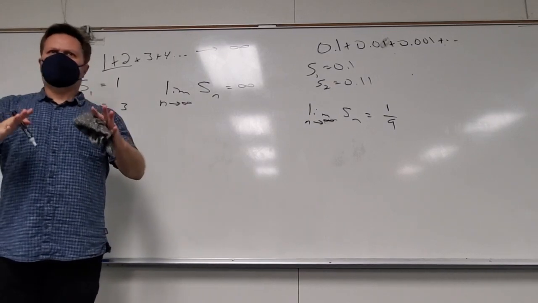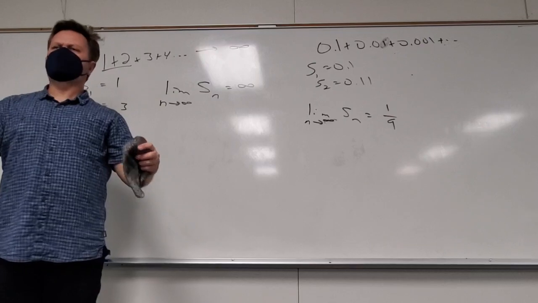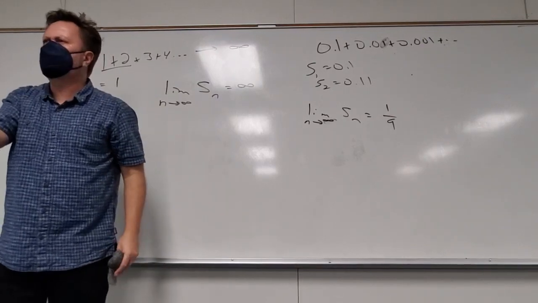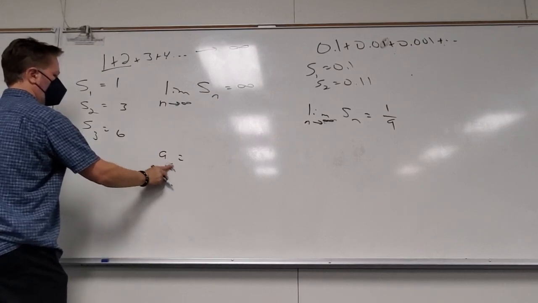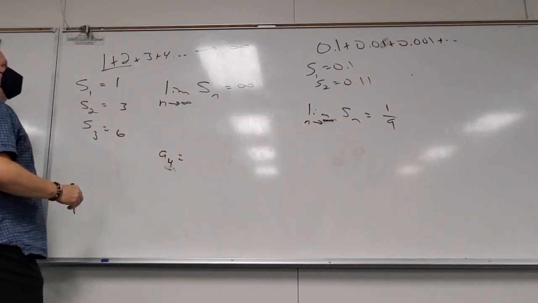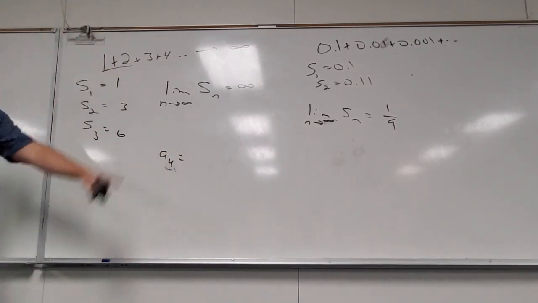Okay, how are you guys doing? I'm just trying to get some notation out there. So last time with Patrick, you definitely talked about the a notation, right? So up here, what would a4 be, for example? 4, it's crazy, right? The fourth term. What would a4 be over there?